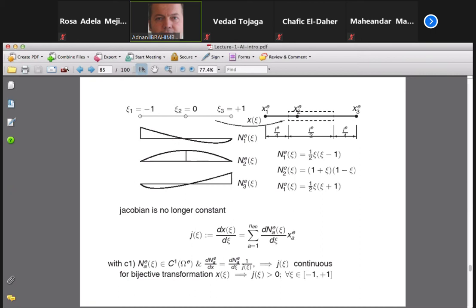For xi equal to 0, this one cancels, so this is equal to 0. And for xi equal to 1, this one cancels, so this is equal to 0. The same goes for this guy, only this is on the other side. So this is 1/2 xi times xi plus 1.